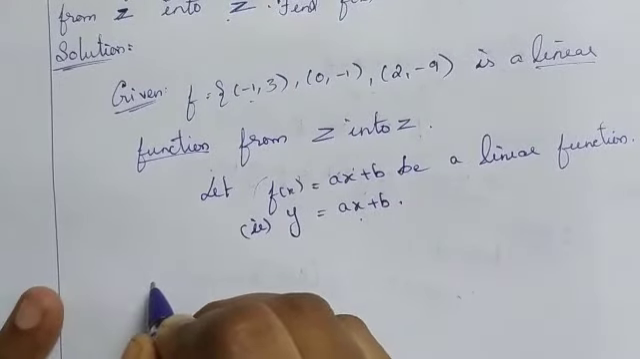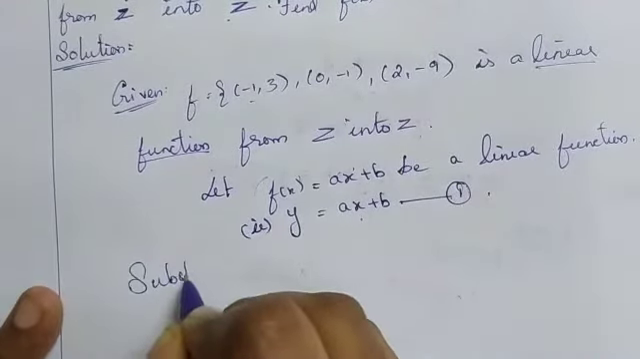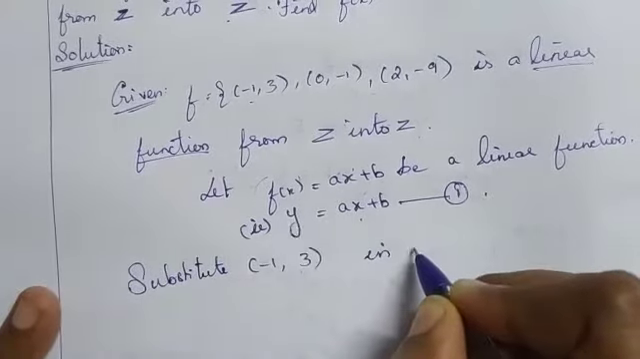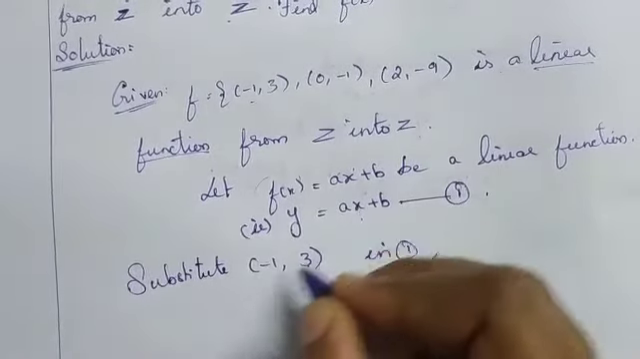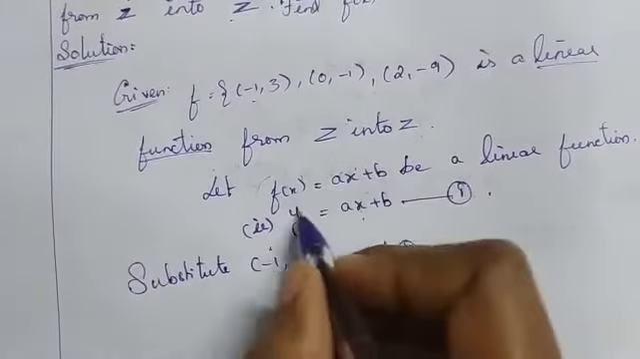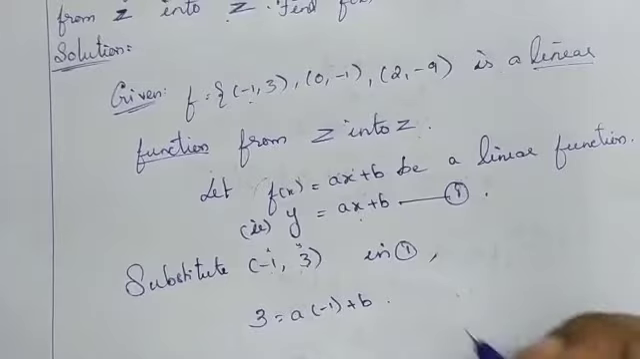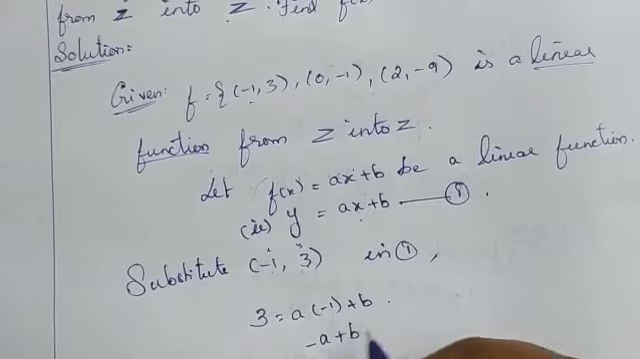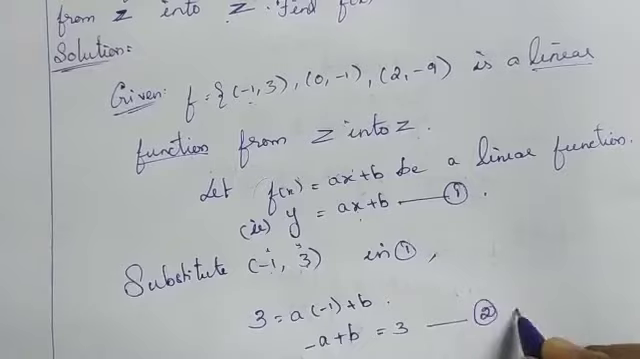Now, substitute minus 1 comma 3 in this equation. In the place of y, you substitute 3. In the place of x, you substitute minus 1. x comma y. Therefore, y is 3 is equal to a into minus 1 plus b. Minus 1 into a is minus a plus b. Just change and write, take it as equation 2.